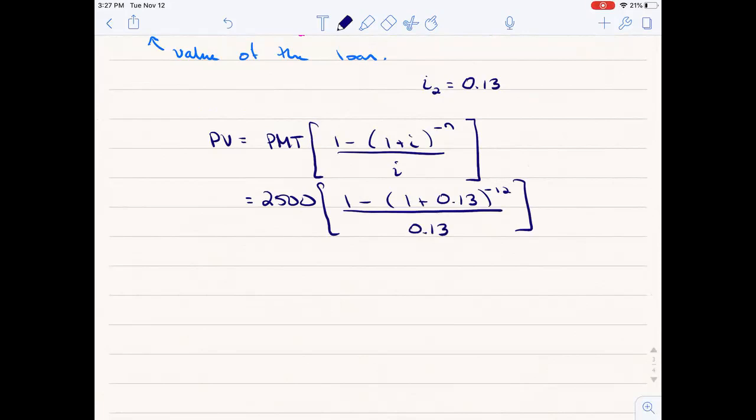As you saw on the test, I is not always a nice number, so you'll have to store the number on your calculator. I don't want to see any rounding. In this case it is 0.13, so it's safe. To be mathematically correct, we start inside the little brackets, 1 plus 0.13, then that to the power of negative 12, and then 1 minus whatever we found. You could use the store function just to be safe, then divide by 0.13, and then multiply by 2,500.